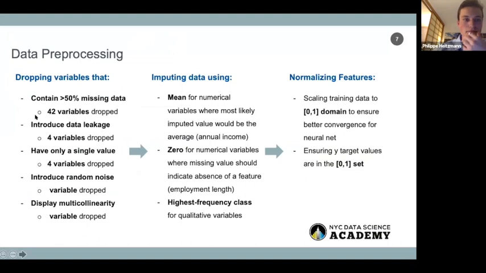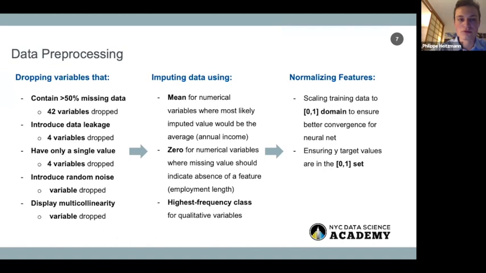So next, going to the next step in the data science process, which is data preprocessing, which is a little less, I'd say, sexy and interesting, but always very important to do in any data science project. Mainly, this is comprised of three main processes: dropping variables, imputing missing data, and normalizing your features. So dropping variables mainly has to do with any variables that have too much missing data. In this project, I defined too much missing data as more than 50% missing data.